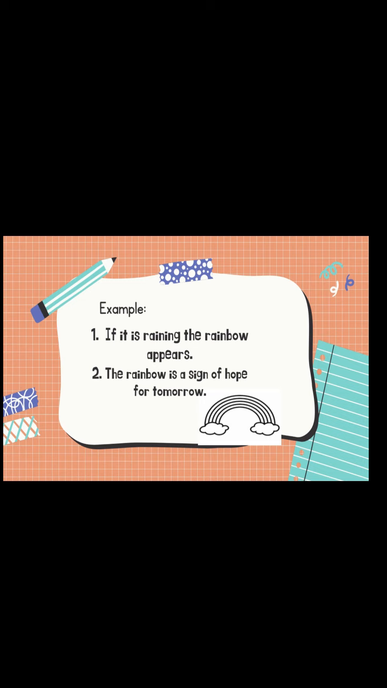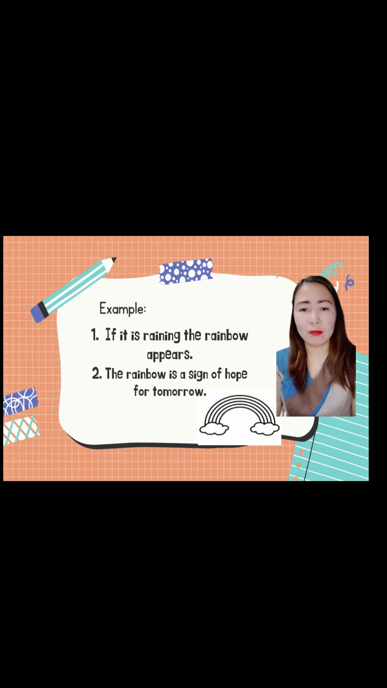Examples of fact. Number 1. If it is raining, the rainbow appears. For sentence number 1, yes, this statement is a fact because the existence of rainbow has a scientific explanation why there is a rainbow when it is raining.